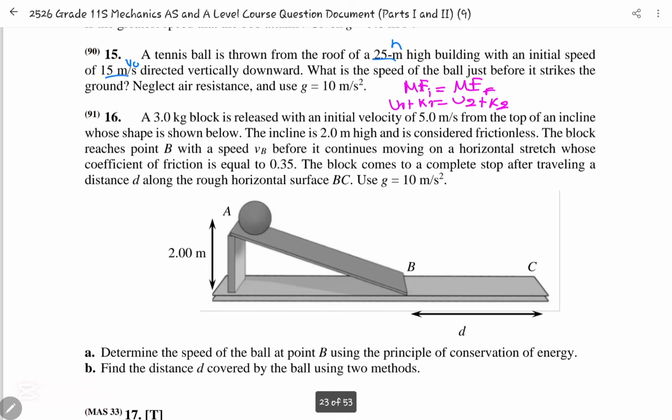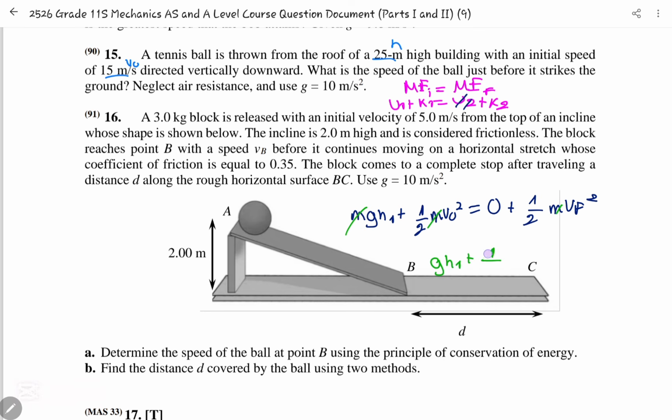Initially, it had mgh1 plus 1 over 2 m v initial squared. It's equal to U2, so here it's at the ground, at the reference point, so U2 is 0, it's gone, plus 1 over 2 m v final squared. They did not give us the mass of the tennis ball, but we can take it out and it will cancel. So now I have gh1 plus 1 over 2 v0 squared equal to 1 over 2 v final squared.